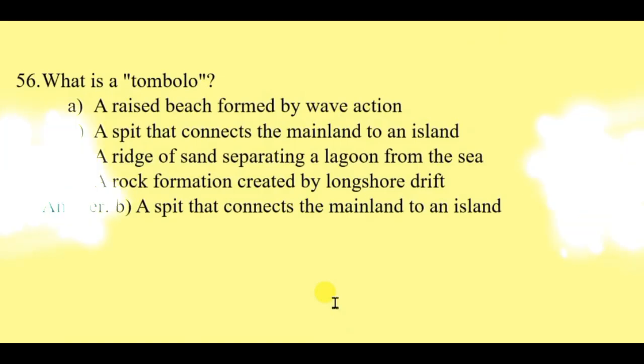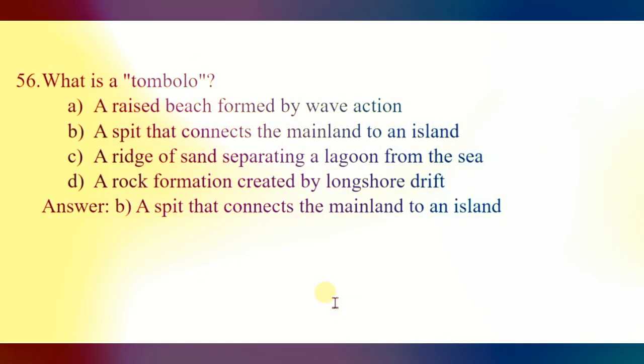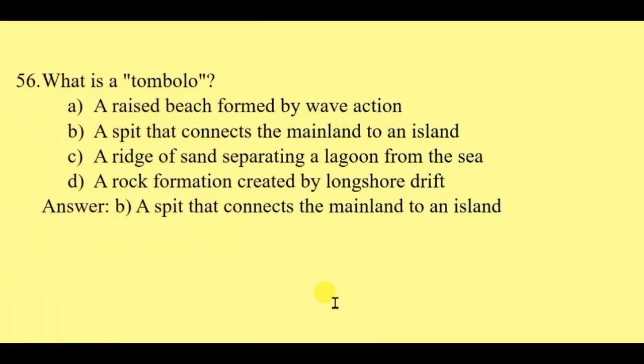56. What is a tombolo? A raised beach formed by wave action, a spit that connects the mainland to an island, a ridge of sand separating a lagoon from the sea, a rock formation created by longshore drift. Here the correct answer will be a spit that connects the mainland to an island. This is a depositional landform of coastal area.